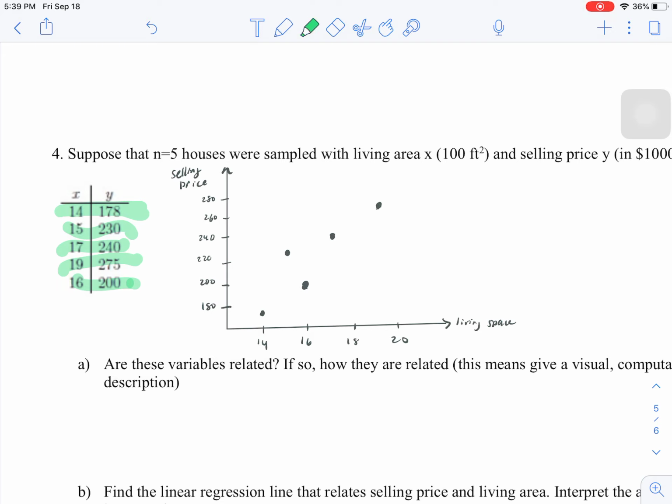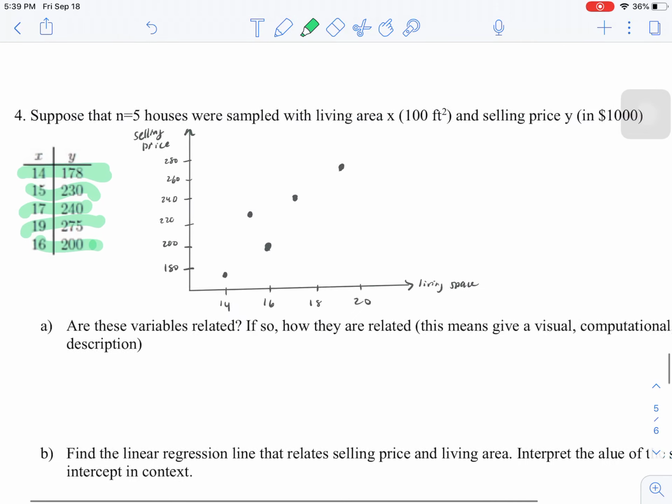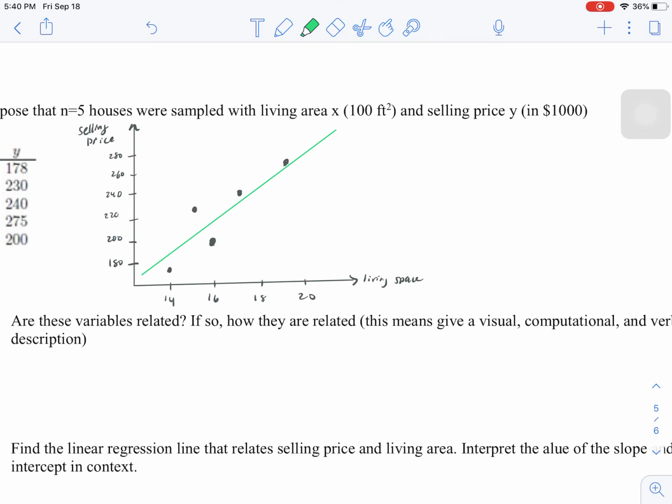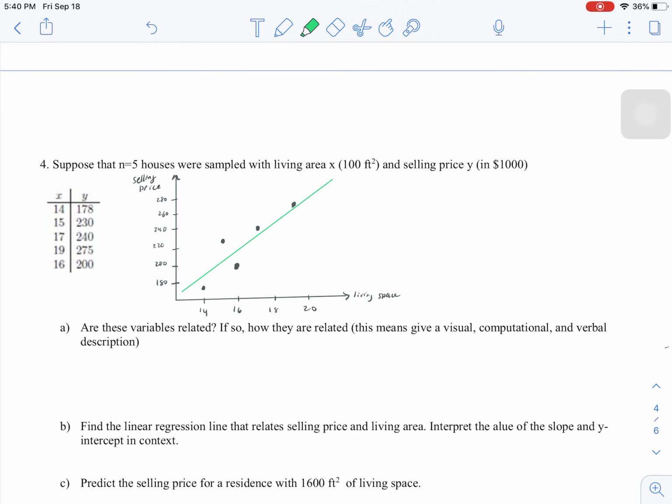So the question we want to ask is, does this relationship look somewhat linear? Can we draw a line of best fit through this data that captures the relationship? And I mean, we can see here, we can draw a pretty decent line of fit through this data. In general, it looks like the bigger a house is, the more it sells for. So it looks like there's a linear relationship. All right, so then that's the visual method done.